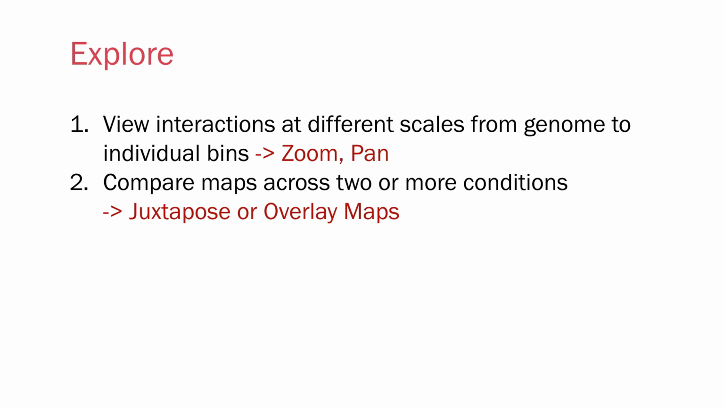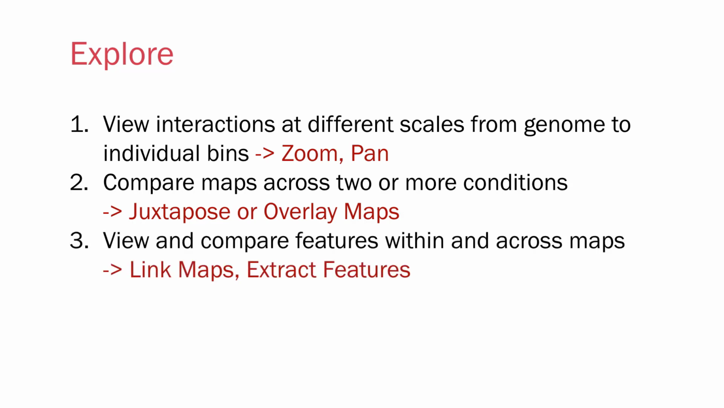Comparison is another thing we want to do when we explore a data set. We want to juxtapose two or more maps, or maybe even overlay them. You could overlay two of these matrices, calculate some sort of ratio, and then visualize these ratios to see differences between maps. We also want to be able to view and compare features within and across maps. To do that, we could link two maps to each other so that when we navigate one map, the other one follows.